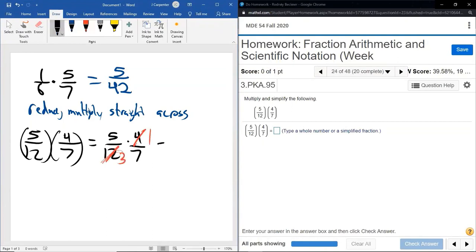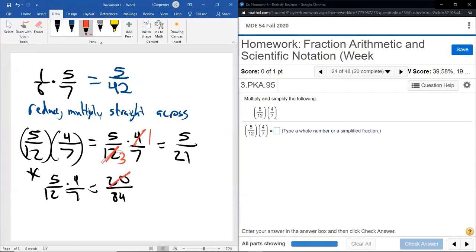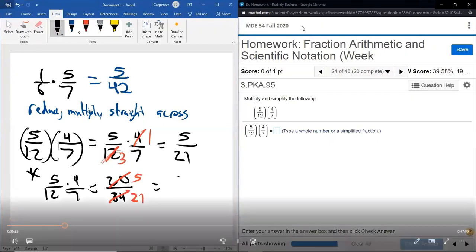So 5 times 1 is 5, over 3 times 7 is 21. Now, if you had done it the other way I mentioned, if you said 5/12 times 4/7, 5 times 4 is 20, 12 times 7 is 84, and then you could go, oh, well, 4 goes into both of these. 4 goes into 20 5 times, and 4 goes into 84. Guess how many times? You're right, it's 21. So you end up with the same answer.